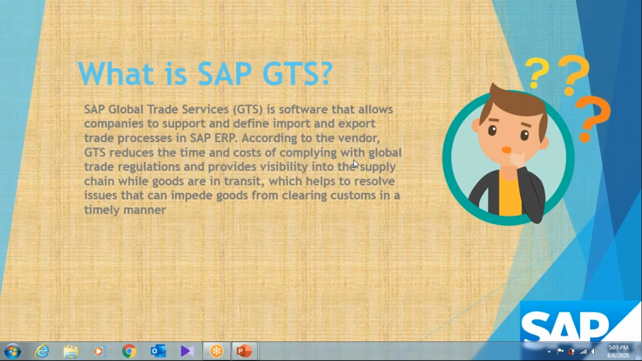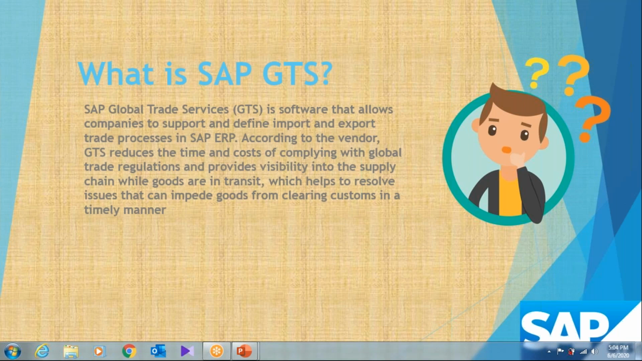Okay, so we all know about GTS. GTS is basically associated with the SD module as well. We have the ECC box for accessing each component of SAP, like the supply chain components, SD, and FI modules. But GTS is a standalone box, outside of the ECC, and it supports export and import scenarios, or we can say the compliance perspective. It is a software that allows the company to support and define import and export trade processes in ERP. So it is well integrated with the ERP system.